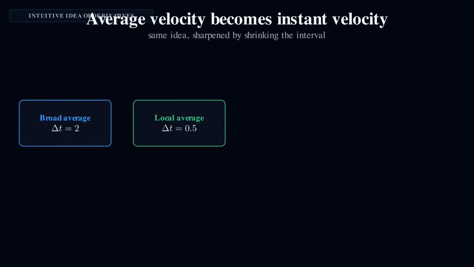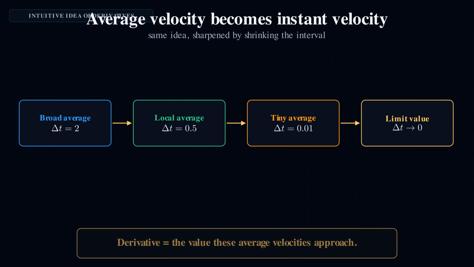Do not think of instantaneous velocity as a completely different idea. It begins with average velocity. A large time interval gives a broad average. A smaller interval gives a more local average. A tiny interval gives an even more local average. The instantaneous velocity is the value these local averages approach as the time gap shrinks towards 0.